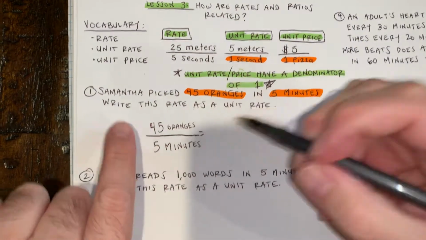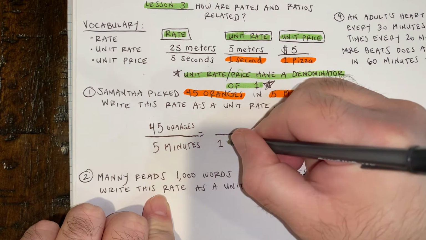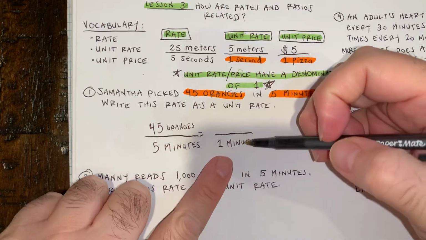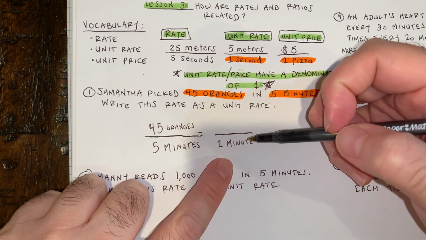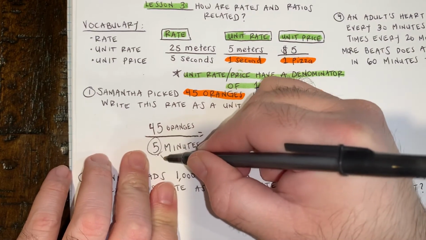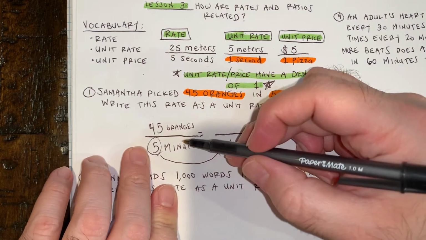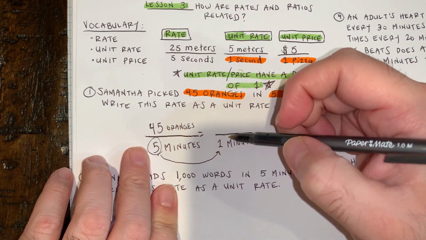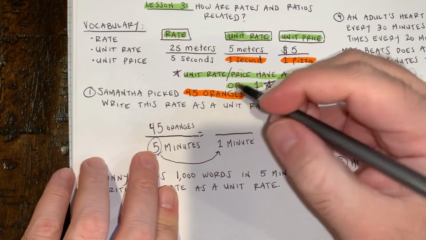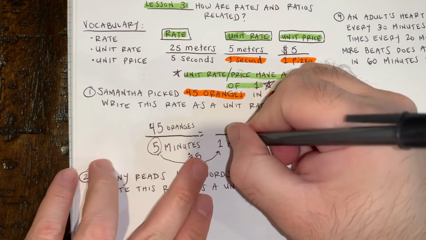They want us to convert this rate into a unit rate, which means I need to have a denominator of 1. Since the measurement on the bottom is minute, that means I have to know how many she can pick in 1 minute. So if you think about it, I need to make sure that 5 can be converted into 1. What can you divide the 5 by to give you a denominator of 1? How can you make 5 become 1 by dividing? So if you think about it, you can divide this by 5. So 5 divided by 5 gives you 1.